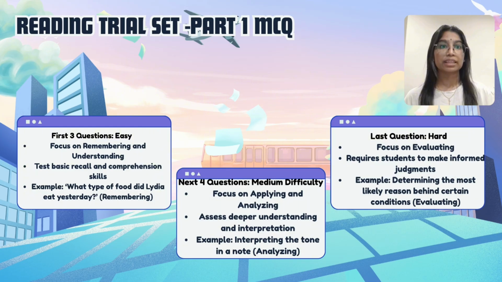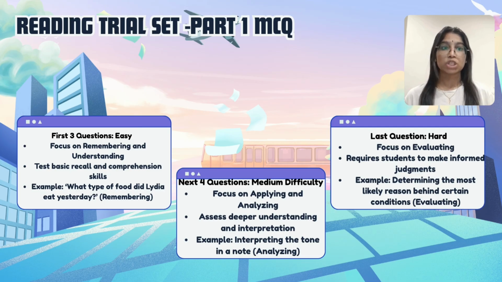For example, in question 2, what type of food did Lydia eat yesterday? So here the Bloom's taxonomy level is remembering, as it requires students to recall a basic fact. These questions target remembering and understanding, which are lower level cognitive skills. So the next 4 questions are of medium difficulty and focus more on applying and analyzing.